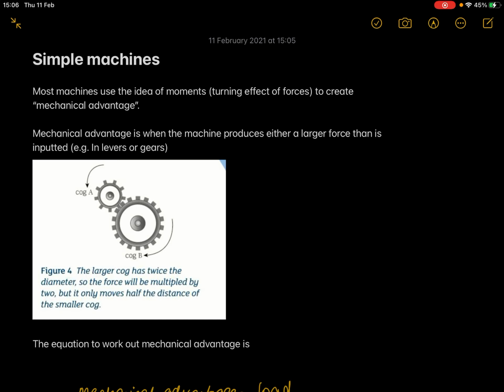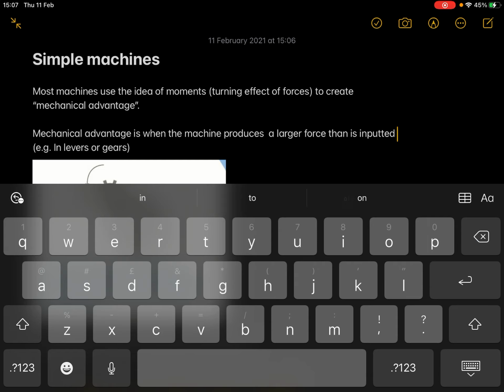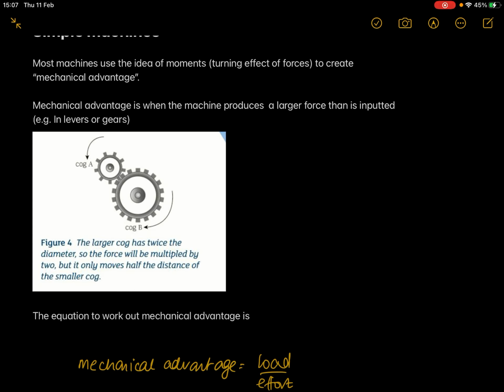Most machines use the idea of moments. Remember that a moment is a turning effect of a force, and you can calculate moments by doing force times distance. To create mechanical advantage. Mechanical advantage is when the machine produces a larger force than is inputted, e.g. in levers or gears.